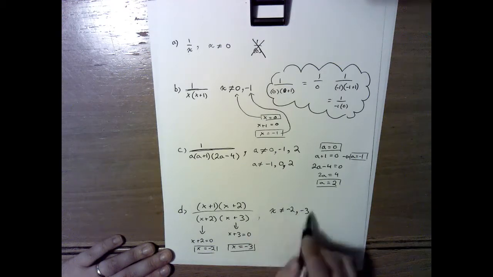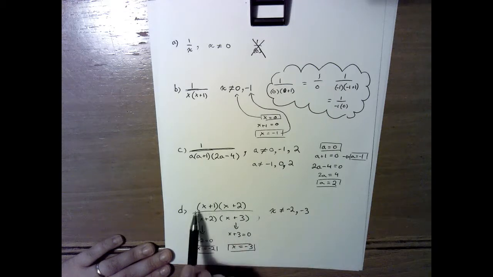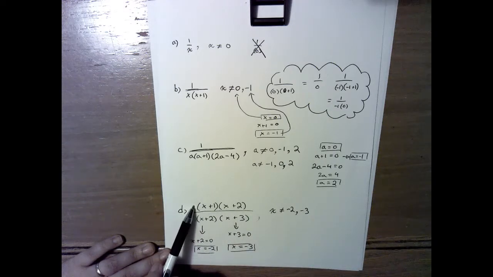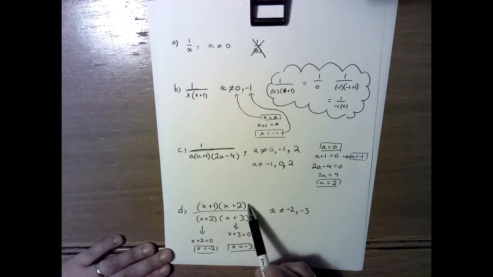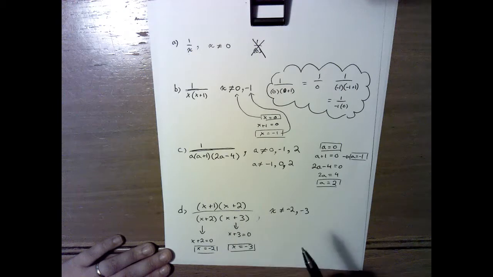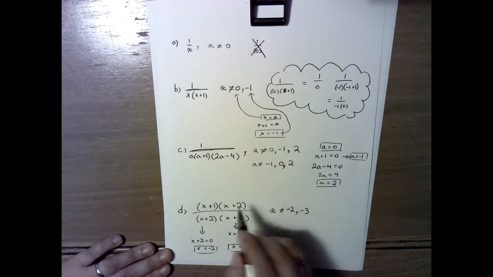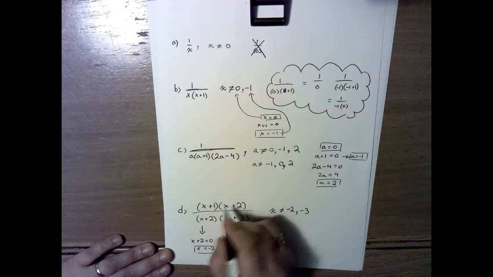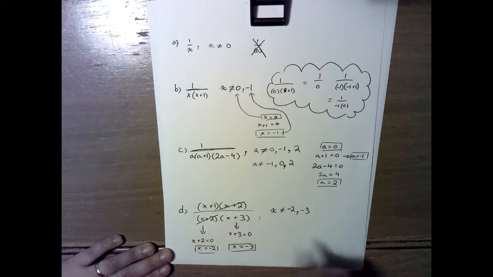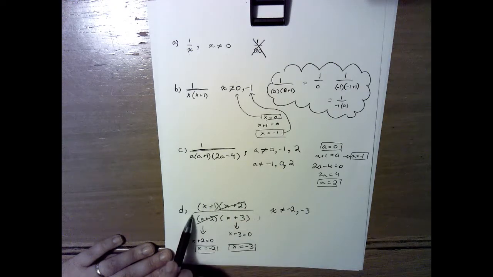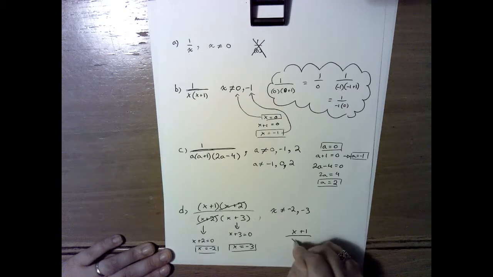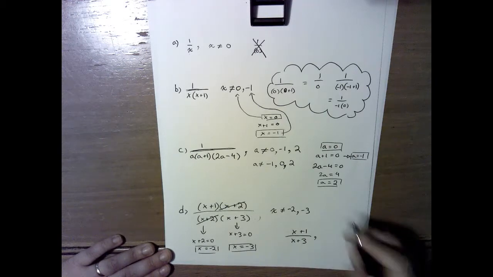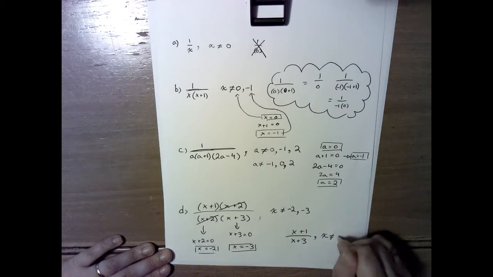Once I know what my restrictions are, you'll notice that there's a term on the top that is in common with a term on the bottom. I have an x plus 2 on top and an x plus 2 on bottom. And we know that from rational expressions, if we have the same term on the top as on the bottom, they can cancel each other out. So my simplified version of this rational expression is x plus 1 over x plus 3, where I have the restrictions that x cannot equal -3 or -2.